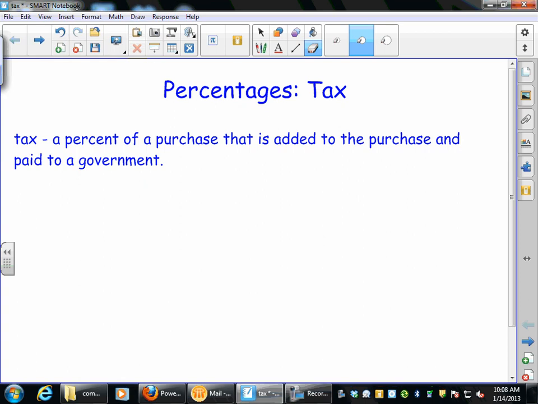Okay, so we're going to start work with percentages. There's a couple of videos to watch on this. The first one's on tax. I'm sure you've all heard of tax before. You have the definition right here to copy down.